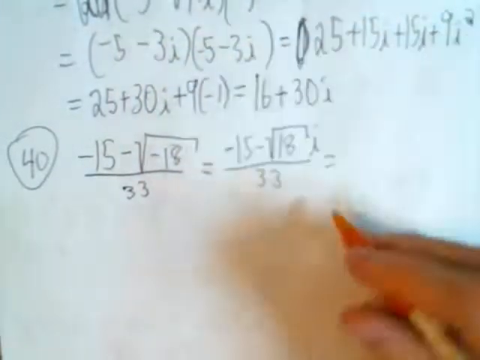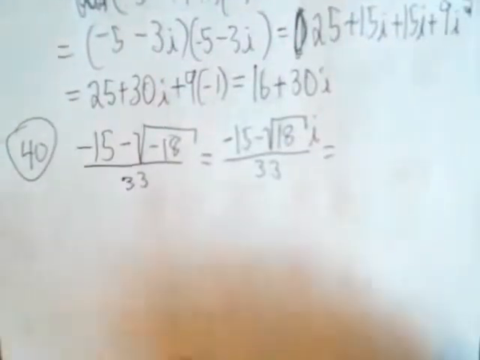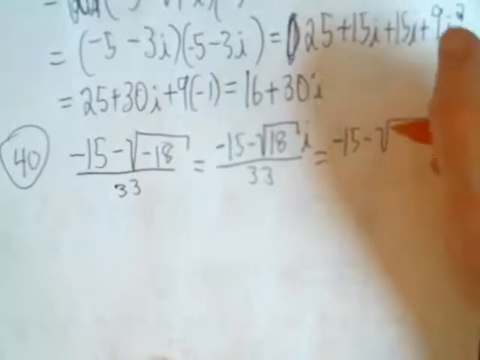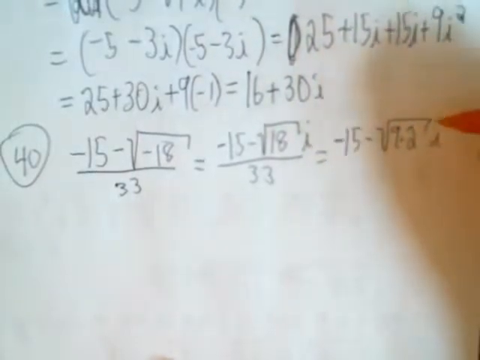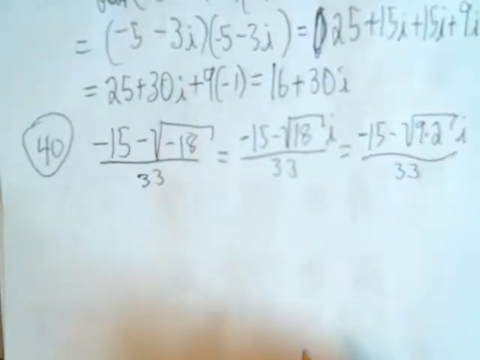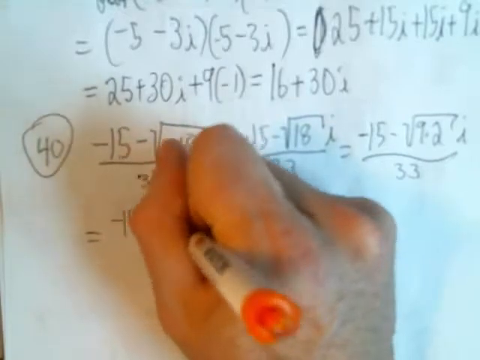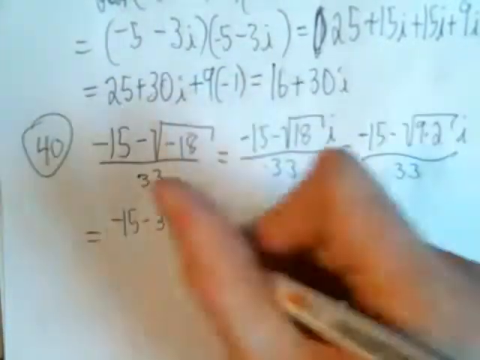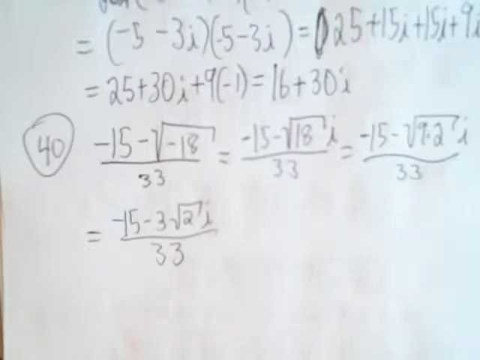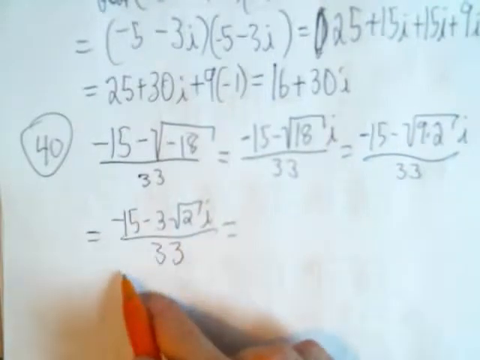On top of that, I remember, 18 has a perfect square as a factor, so negative 15 minus square root 9 times 2i all over 33, and then you can march the 9 out the front door. So negative 15 minus 3 radical 2i all over 33. And then if you want to, you can butterfly it. I've been trained to factor out any common factors and then reduce.